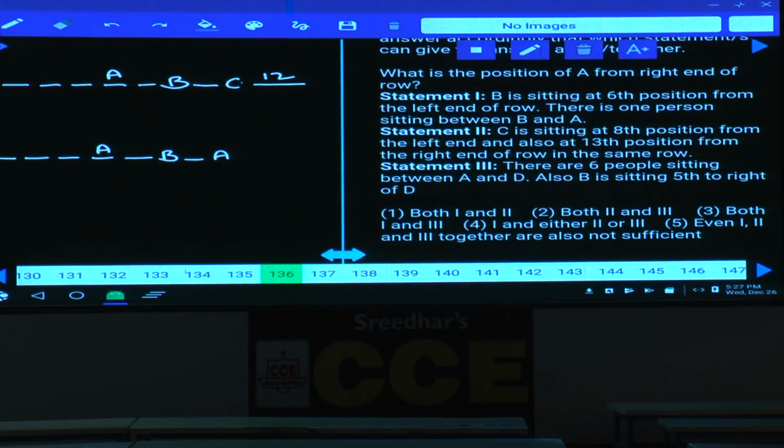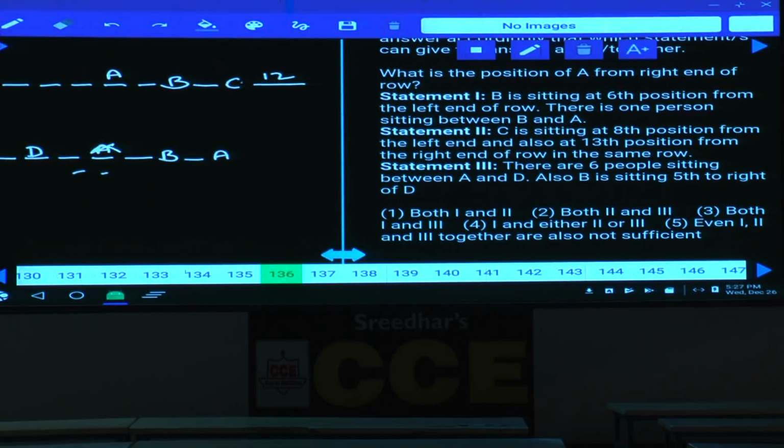Then condition number 3, there are 6 people sitting in between A and D. Also, B is seated 5th to the right of D. Counting 1, 5, 4, 3, 2, 1. D will be here. If D is here, there are 6 people between A and D.